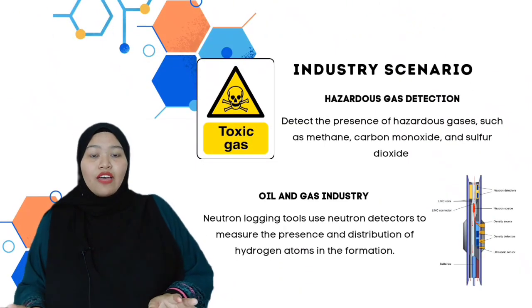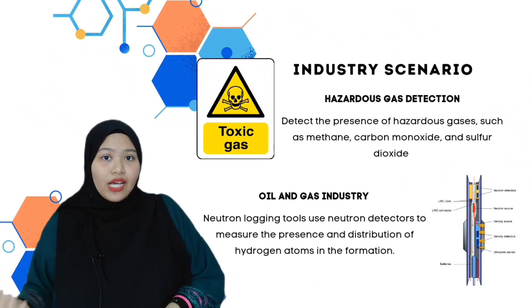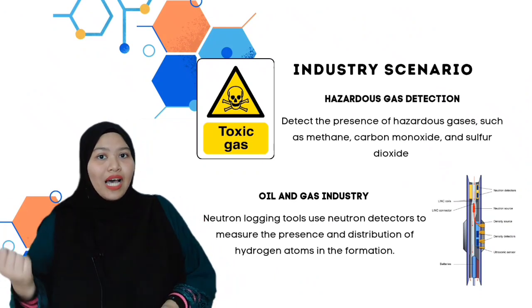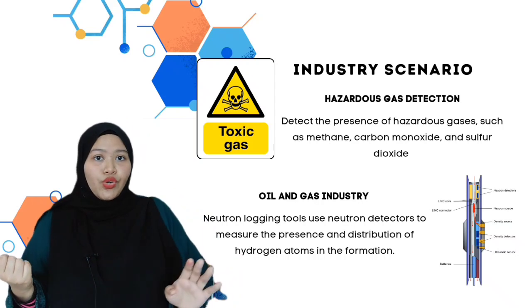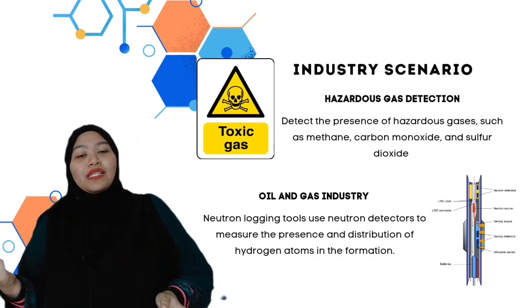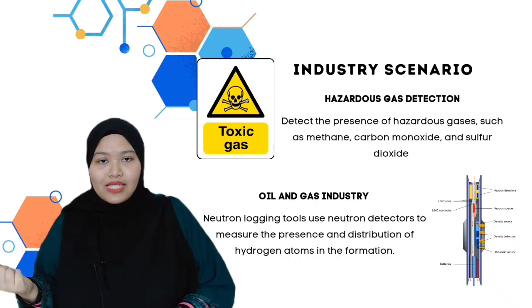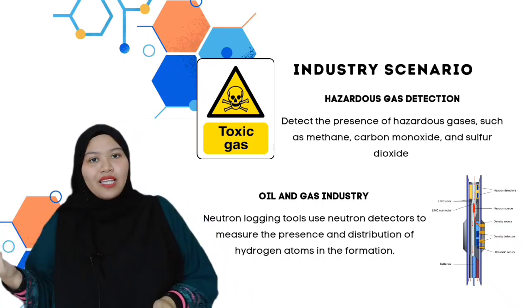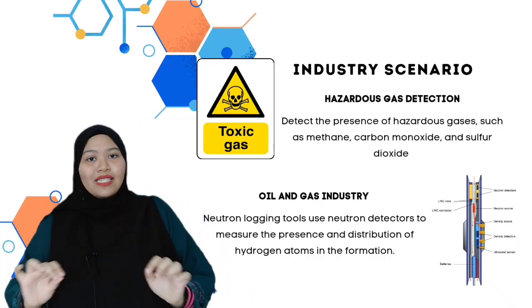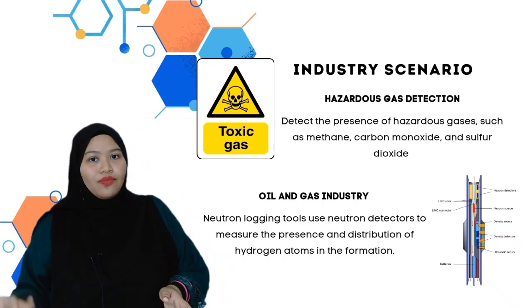Neutron detectors have been used widely in industries, such as in hazardous gas detection, where neutron detectors are used to detect the presence of hazardous gases such as methane, carbon monoxide, and sulfur dioxide, where these gases are dangerous to human health and safety.